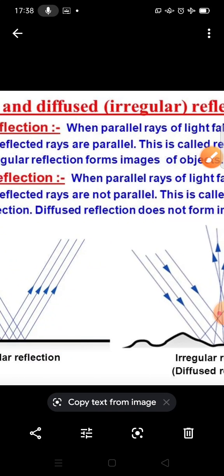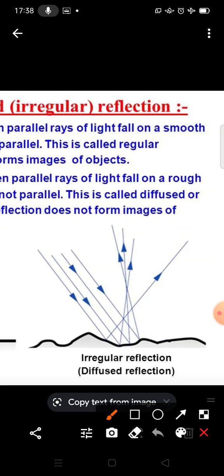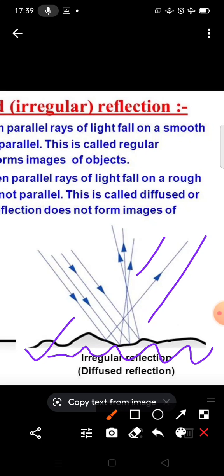Okay, now next is the irregular. Irregular means dull surface. You can see this. When a parallel beam of light falls on a rough surface, you can see this surface is not smooth. This is an irregular, rough surface. So, light gets reflected in the same medium. So, what will happen in this condition? After the reflection, the reflected rays scatter in different directions.